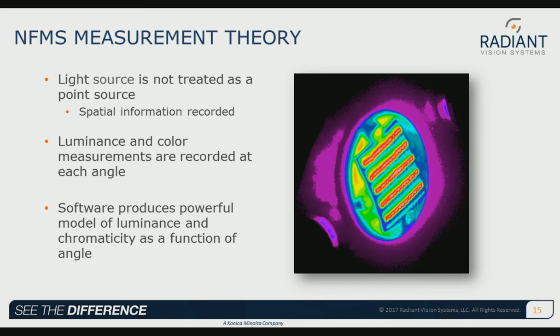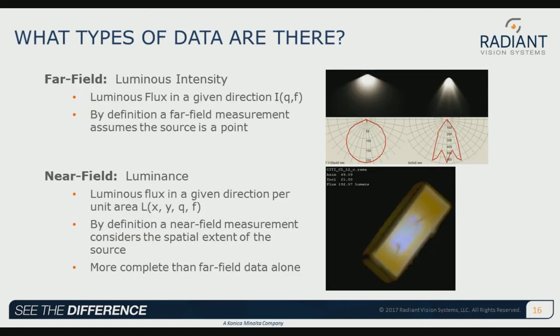Using the imaging colorimeter, we allow the light source to not be treated as a point source. We are not recording the far field data alone, which assumes that all light is coming from the same origin. Instead, we record that spatial information from the near field and extrapolate that data out to infinity via the ray tracing method. At the end of the scan, you have hundreds of images that are combined to give you the complete characterization of the lamp or the luminaire. And the software can then produce the luminance and chromaticity as a function of angle and use that pixel by pixel data to provide a complete intensity distribution representation.